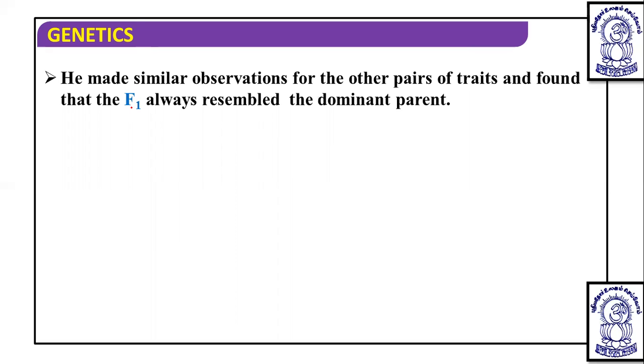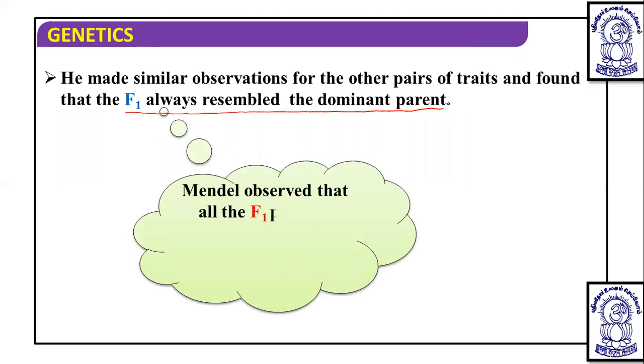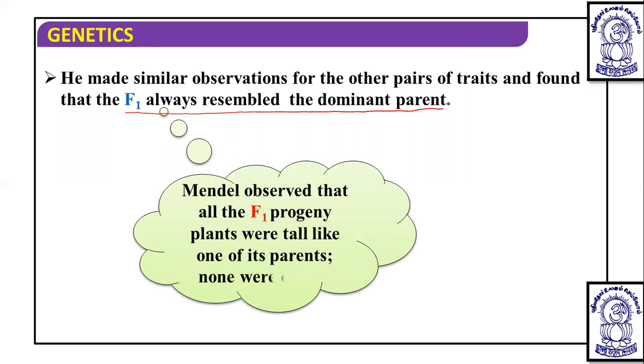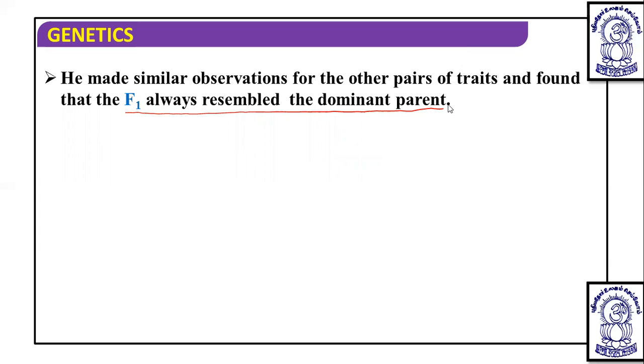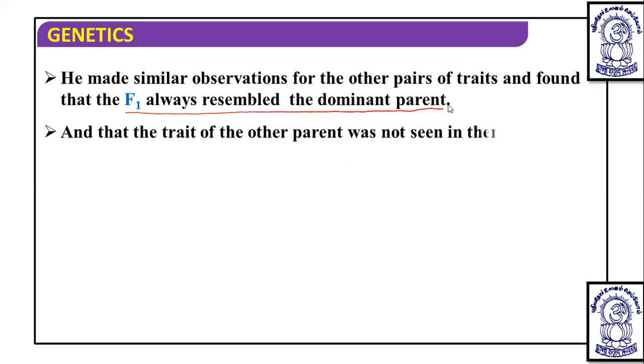Yes, students, this is one of the important points that you have to remember. F1 always resembles the dominant parent. Means whatever phenotype is expressed in the F1, that is going to be the dominant trait. Yes or no? So F1 has the dominant trait. Now, Mendel observed that all the F1 progeny plants are tall, like one of its parents. None were dwarf, means tallness is a dominant trait, and the trait of the other parent was not seen in them, means dwarfness is not seen in them.